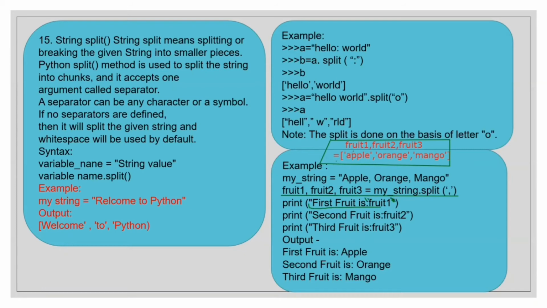So fruit one, what was the value of fruit one? It was apple. So it's going to print apple. First fruit is apple. Then second fruit is orange. Third fruit is mango. So this statement is printing as it is. The inverted comma should be here. That's a printing error. And then fruit 3, the value of fruit 3 is mango, which is being printed.